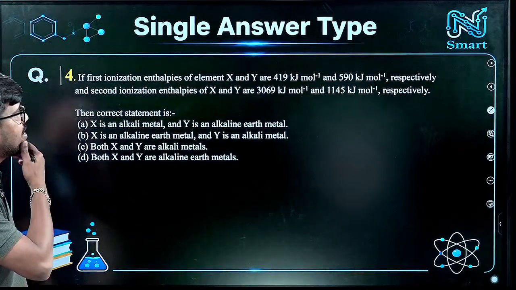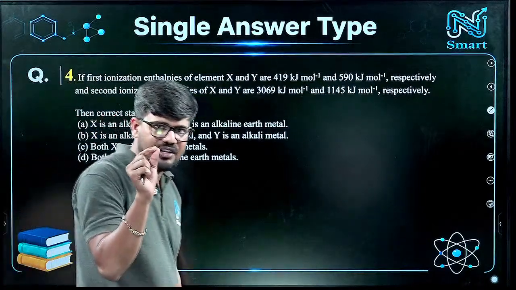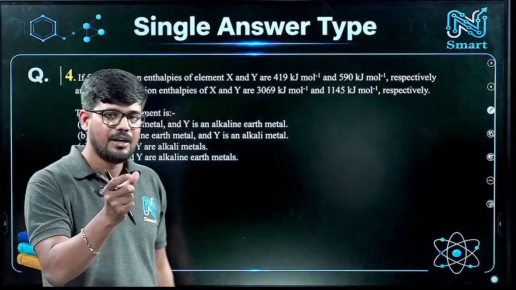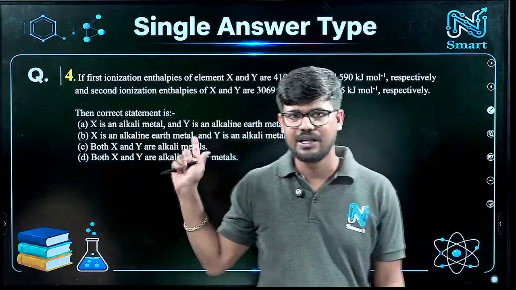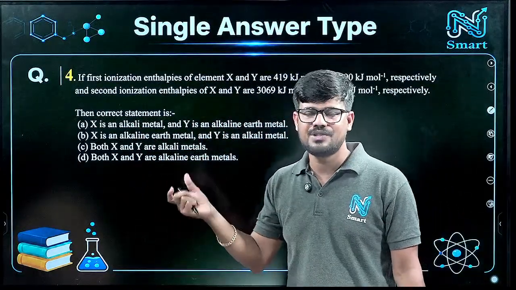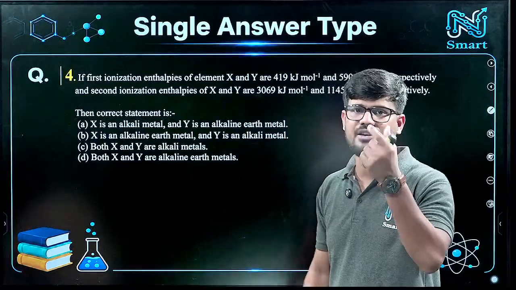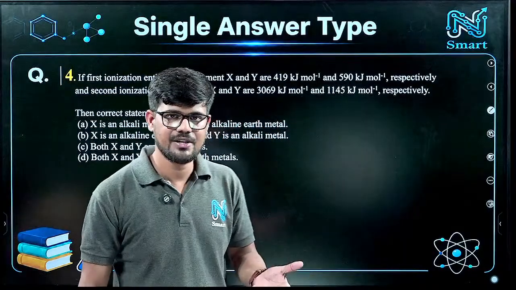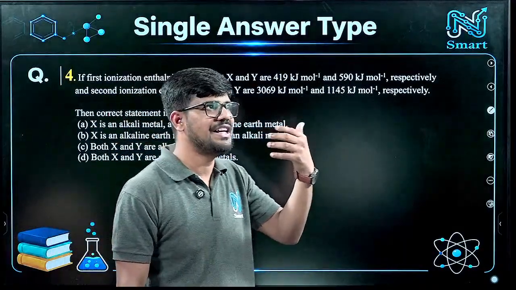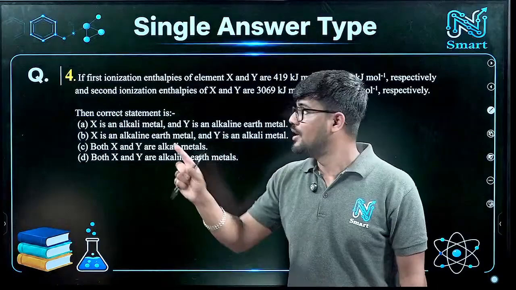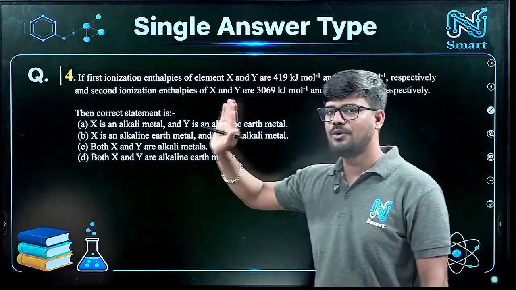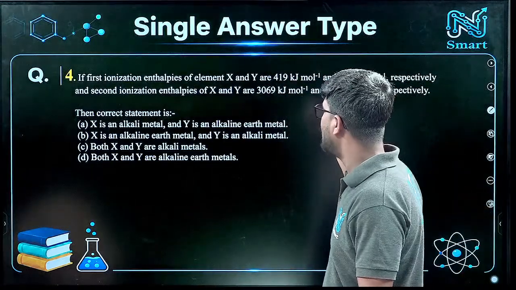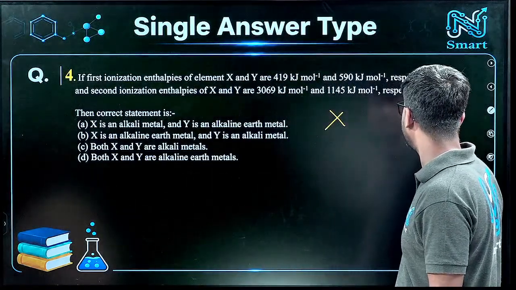Based on ionization enthalpy, although ionization enthalpy and ionization energy have different meanings, whenever we have a question, we mostly treat them similarly. If you are trying to find any trend, just consider both almost the same thing, and you will get the same answer. So we have two elements, X and Y.